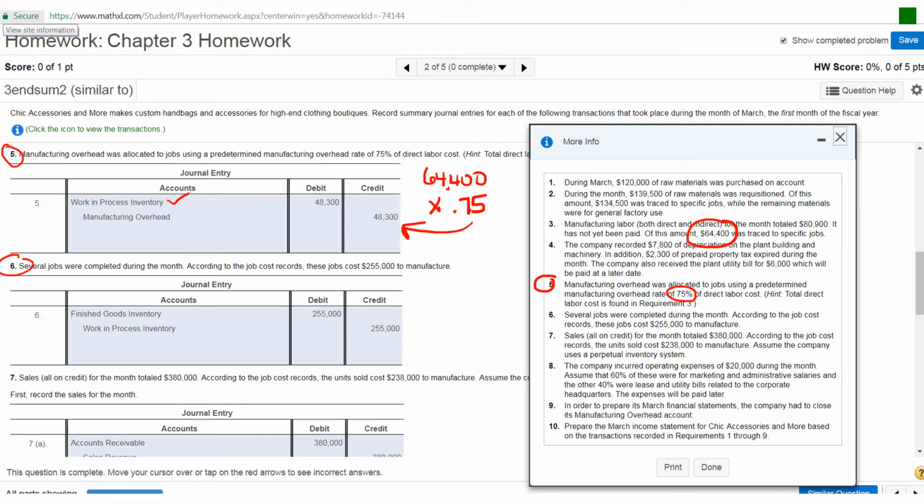Transaction number 6 is where you're basically completing jobs. It says several jobs were completed. According to the job cost records, these jobs cost $255,000 to manufacture. So to move it on from work in process, you're simply going to debit finished goods inventory for $255,000 and credit work in process for $255,000 for the jobs that you completed.